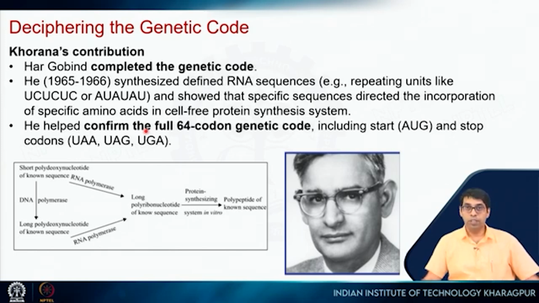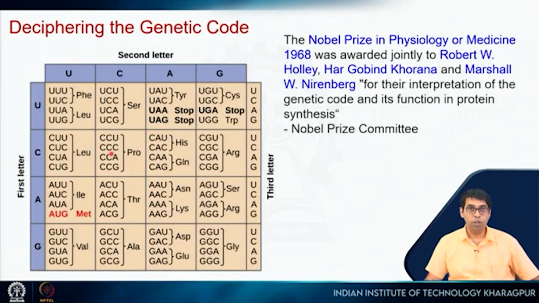So together, Khorana and Nirenberg were able to show that there are actually multiple codons which can code for certain amino acids, and they built the whole genetic codon table, which looks like this. And this data was also curated by Francis Crick. So they would send their data and Crick would tabulate all of them in a form like this to prepare the genetic code table.